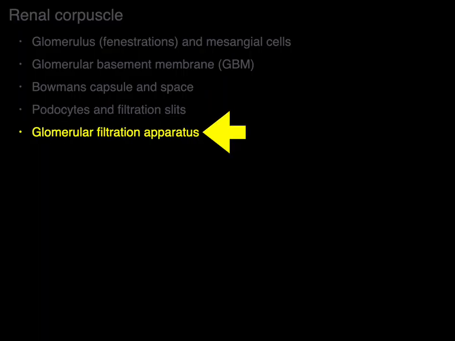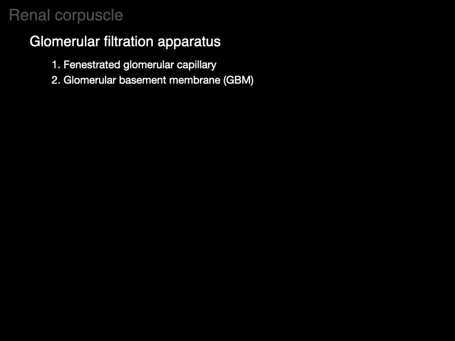Now, let's talk about the glomerular filtration apparatus. It's kind of putting all these things in the renal corpuscle together. There are three parts: the fenestrated glomerular capillary, the shared glomerular basement membrane, and the podocyte foot processes with their filtration slits.